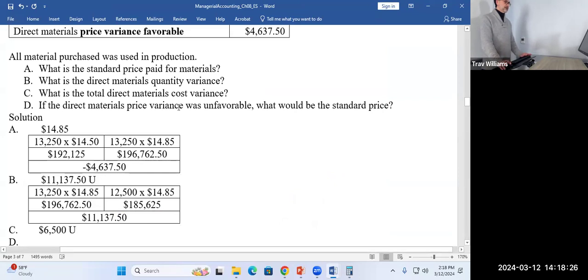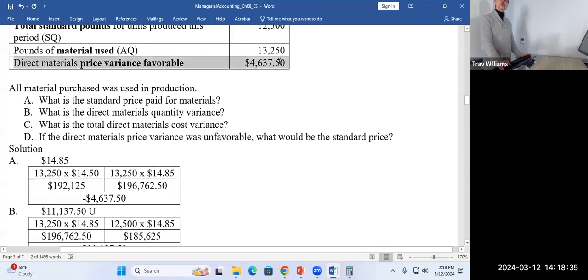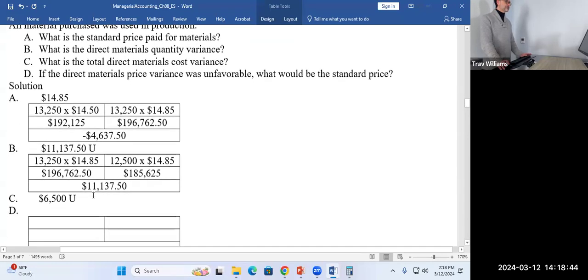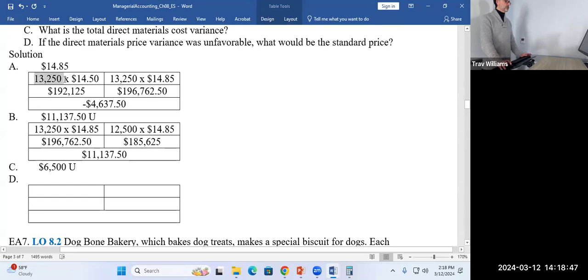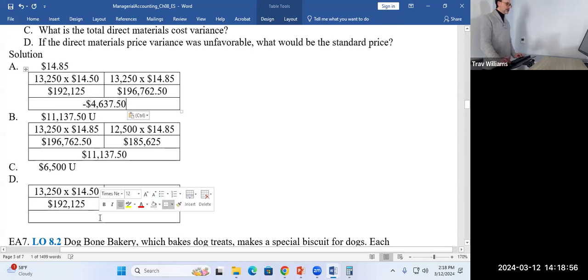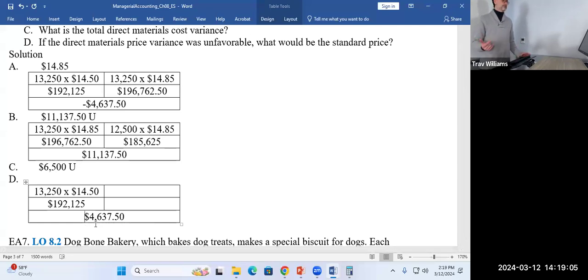Okay. The last part says if the direct materials price variance was unfavorable, because remember it was favorable. So they're saying if that were an unfavorable number, then what would be the standard price? Now what we have to do is basically repeat what we did in A. The actual quantity and actual price are still the same. But they're saying instead of this being a negative number, what if it were unfavorable? It would be a positive number, right? So then what would be our standard price?